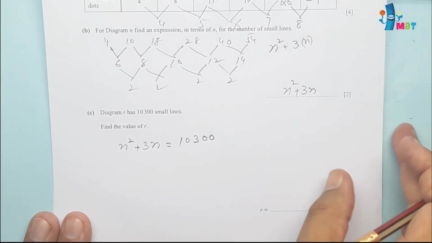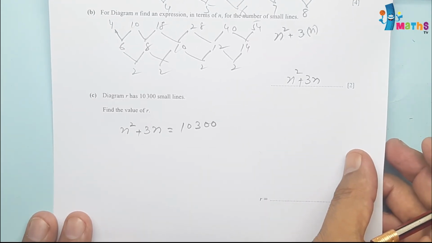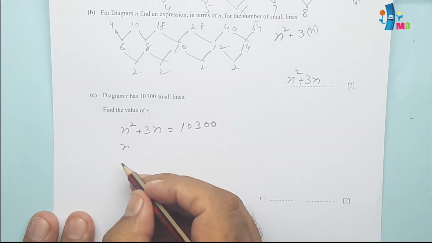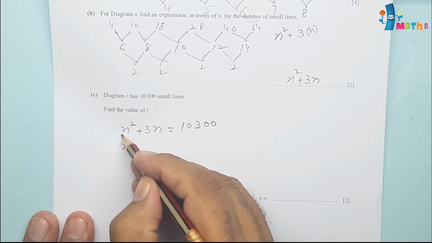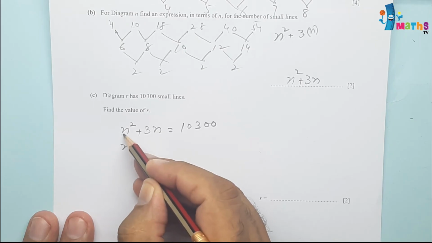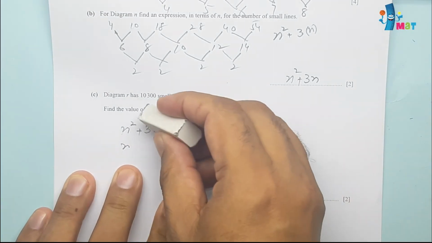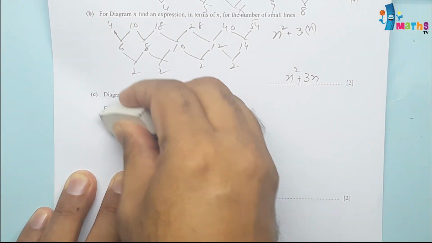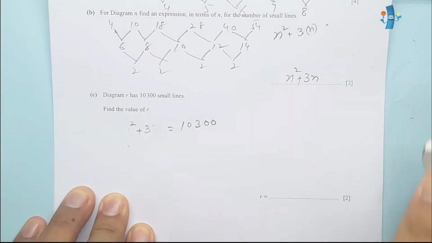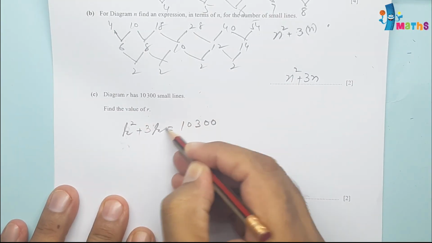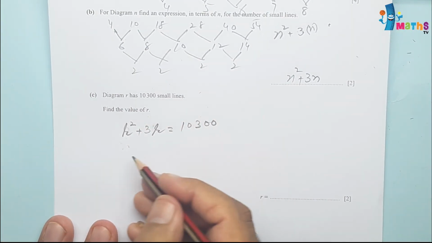So we can shift this. Basically this is r, so instead of n we have to use r. Better if we just erase this n and write r over here. So in order to avoid any confusion, this will be r square plus 3r is equal to this one.